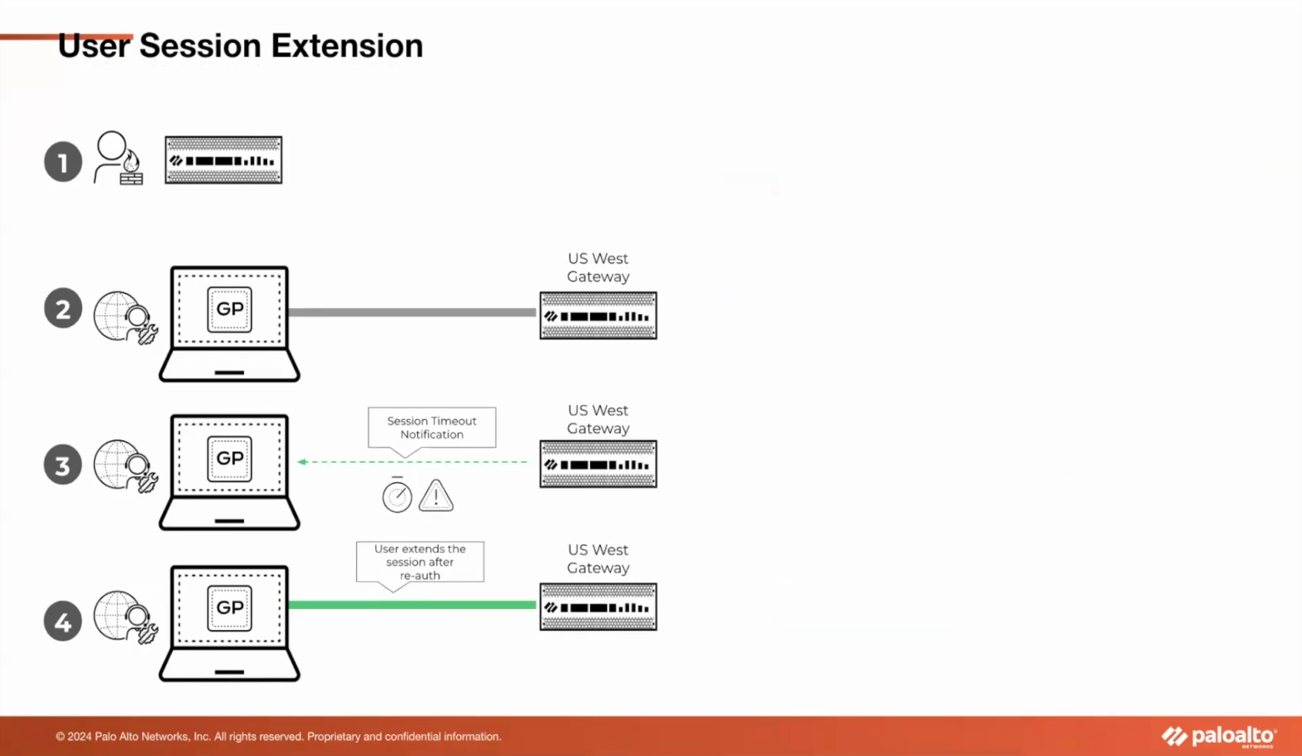So the user now is connected to the US gateway, like the US West gateway in the second diagram that you can see here. Then he receives a session timeout notification, and the user extends the session after the reauth and stays connected to the US gateway. So there is no disruption in this case. When he extends the timeout, he doesn't lose connectivity. Before the timeout happens, he does a reauth and is able to stay connected on the network.